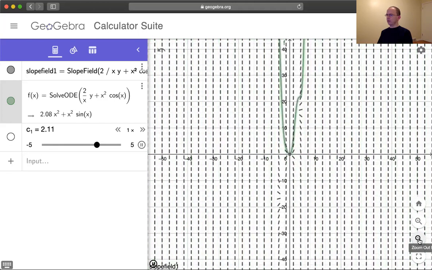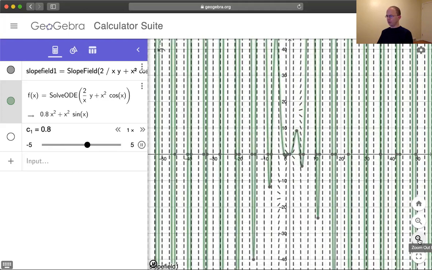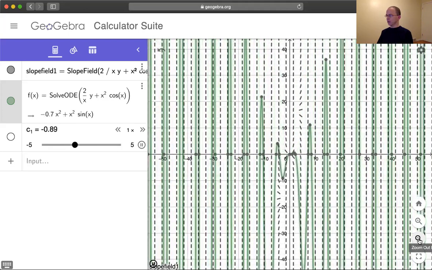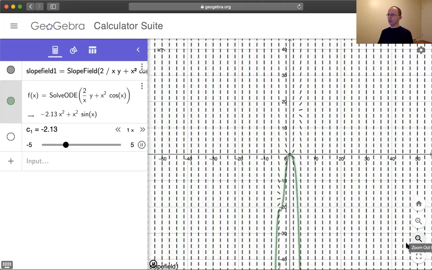Yeah, so this thing is oscillating up and down because of the sine of x, but then as you move away from 0, that x squared gets really large. And so that's why the magnitude of this sine x goes crazy. Okay, very interesting.